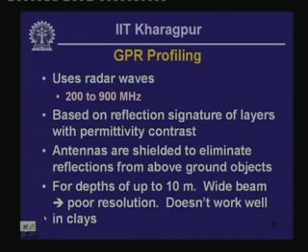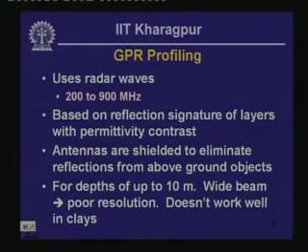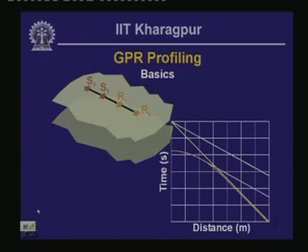Here we make use of radar waves between 200 to 900 megahertz, and we use the reflection signature as indicated. The antennas are shielded to eliminate reflection from above ground objects, and typically the depth sampled is less than or equal to 10 meters. The resolution is not very great in this case, and it doesn't work well for many absorbing soil types such as clays.